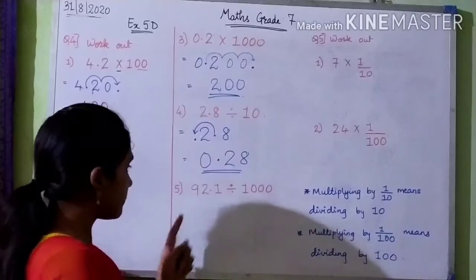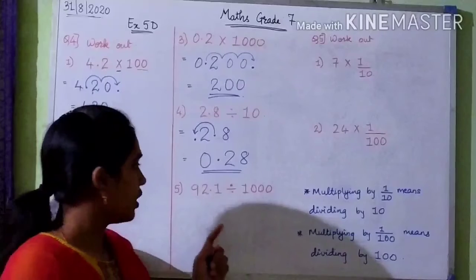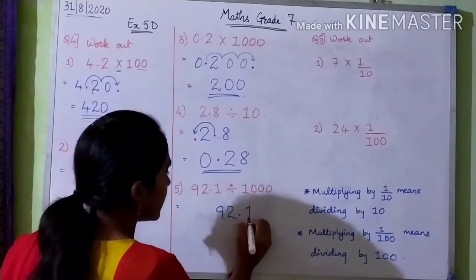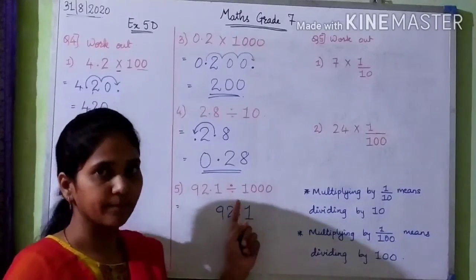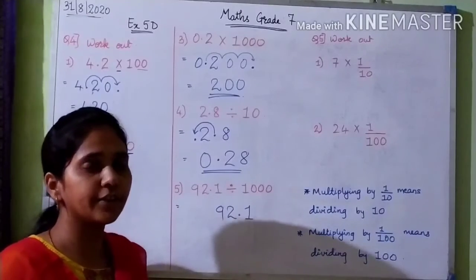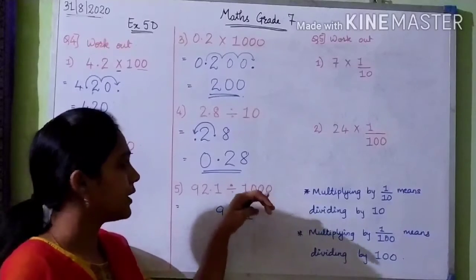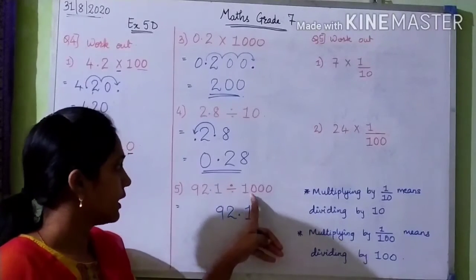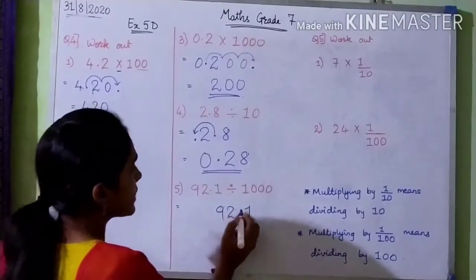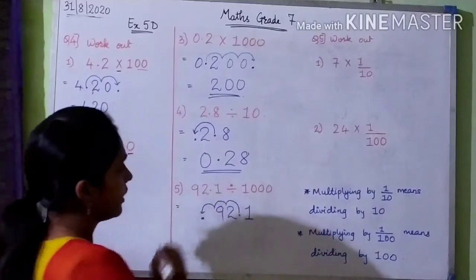Now the fifth one, it is 92.1 divided by 1000. So the decimal point here is going to shift towards the left. Why? Because it is divided. If any number is divided by 10 or 100 or 1000, the point gets shifted towards the left side. Here how many places will it shift? In 1000 there are 3 zeros, so it will shift 3 places towards the left. So let's count 3 places, 1, 2 and 3. So it will come here.